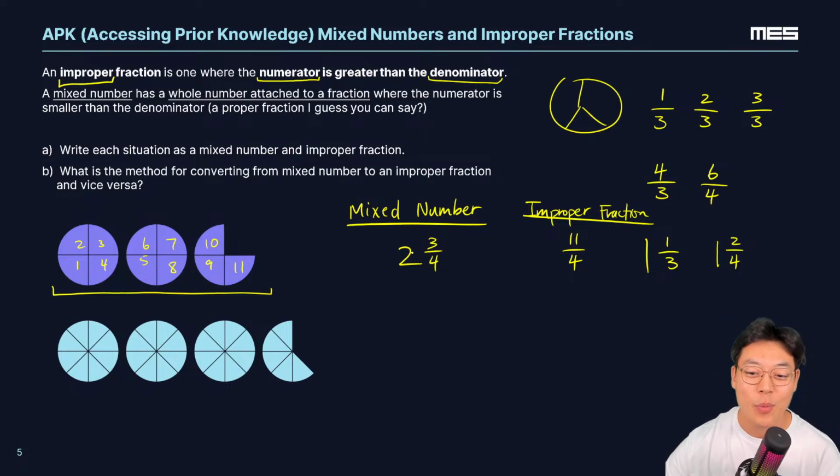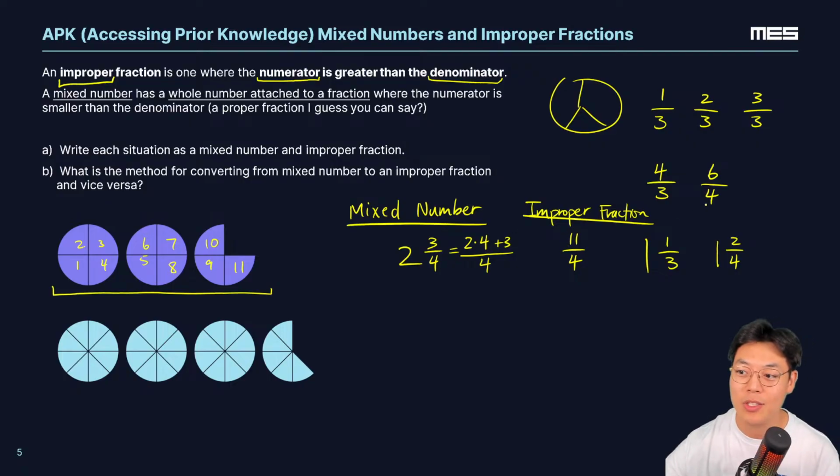Great, Chloe. We know that 2 full 4s would be 2 times 4, and then add the additional 3. And all that will be over 4. Using our order of operations, we can do 2 times 4, which is 8, plus the 3 to get us to that 11 in the numerator.